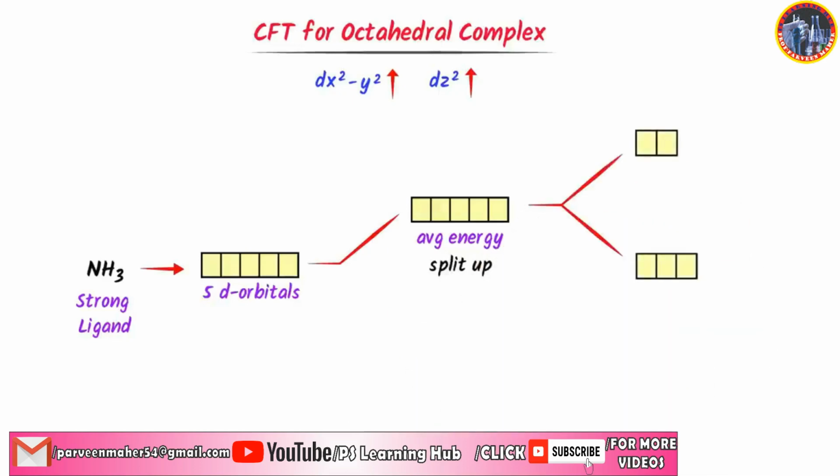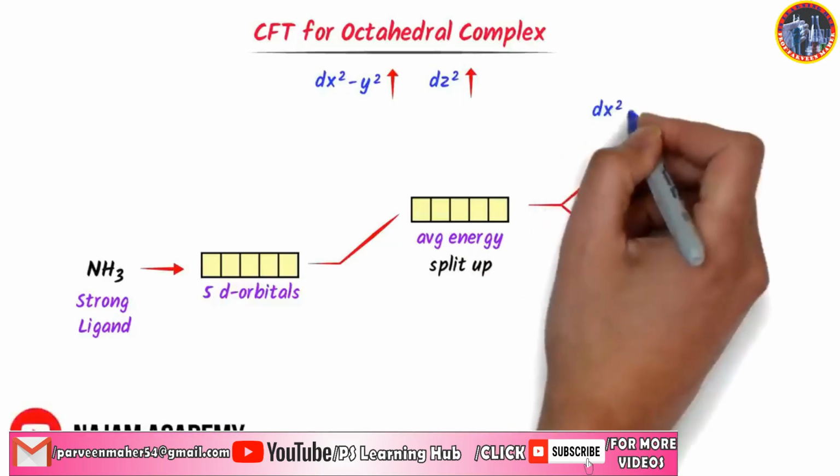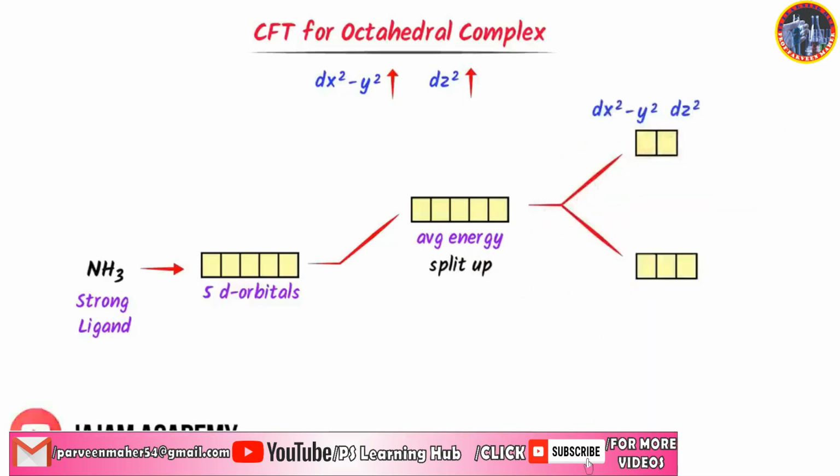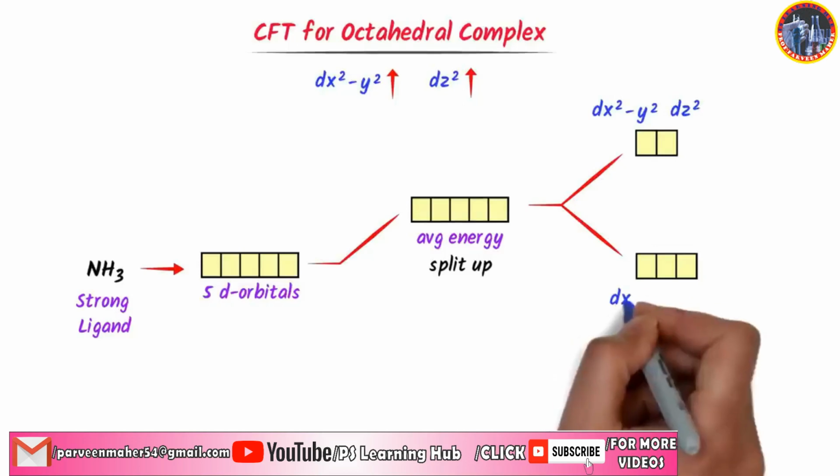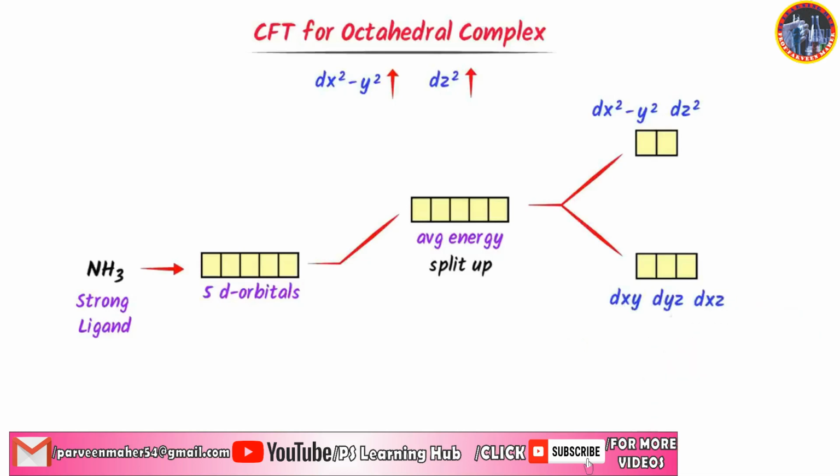We already learned that in case of octahedral complex, energy of dx squared minus y squared and dz squared increases from average energy level because ligand like NH3 will attack along axis, while the energy of dxy, dyz and dxz decreases from average energy level. We call this set of energy Eg and we call this set of energy T2g.